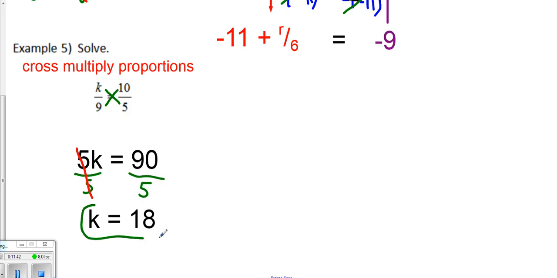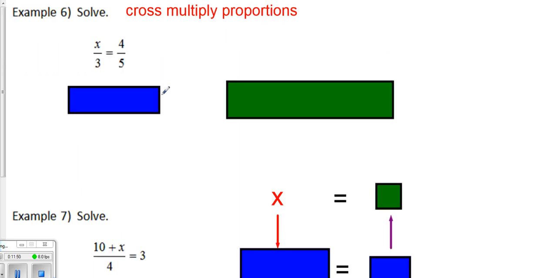So again, once you get your variable alone, you've solved for it. We know that k has to be 18 in this case. Example 6, we need to solve this proportion, this equation. Again, we can always cross multiply proportions. We'll cross multiply x times 5 and 3 times 4. X times 5 is 5x. 3 times 4 is 12.